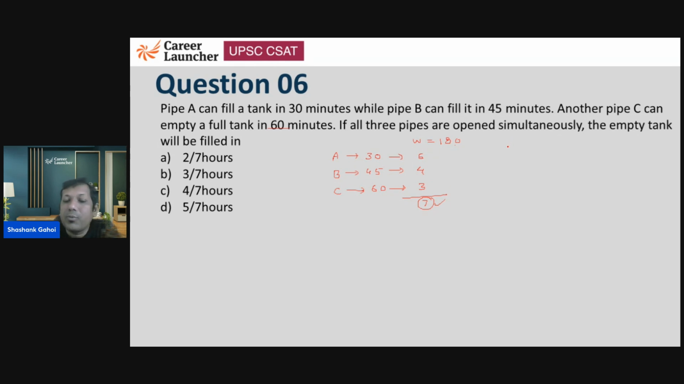So basically how much time is it going to take? That is going to be 180 divided by 7. Okay. So these many minutes we are talking about. To convert minutes into hours, I'm going to divide it by 60. So this is going to be 3 by 7 hours, and that's going to be option B.